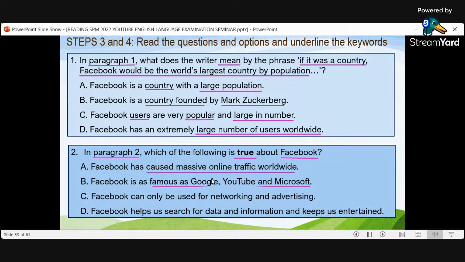traffic worldwide, whether it's as famous as Google, YouTube, and Microsoft. It can be, the keyword there is only, right? Only be used for networking and advertising, and helps search for data, information, and keeps us entertained. So we have to look at what is true in paragraph 2 only.